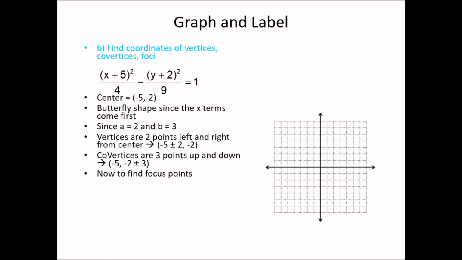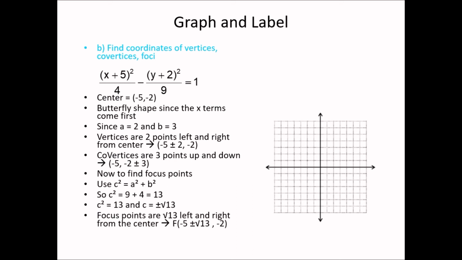How about the focus or the foci? We will use the formula c squared is equal to a squared plus b squared para makuha natin yung c. So c is square root of 13. Now, we will use the coordinates for foci, which is h plus minus c, k. H is -5 plus minus c, which is square root of 13, and then k, which is -2.